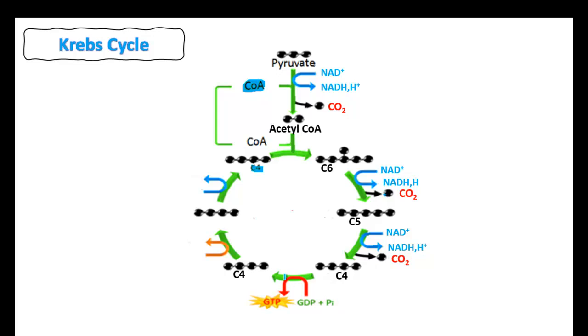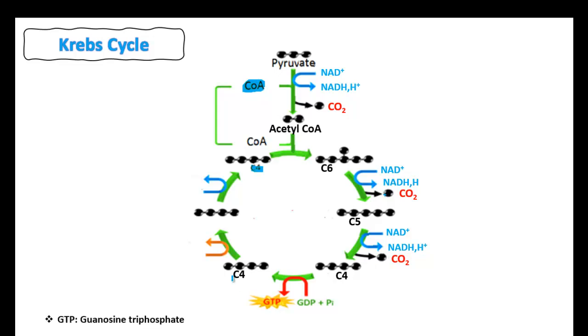The only common thing between them is the number of carbon atoms. And what makes this reaction special is that GDP plus inorganic phosphate is going to produce GTP. So what is GTP? GTP is guanosine triphosphate. GTP is an energetic molecule that will bind to an ADP to make ATP. So GTP refers to guanosine triphosphate.